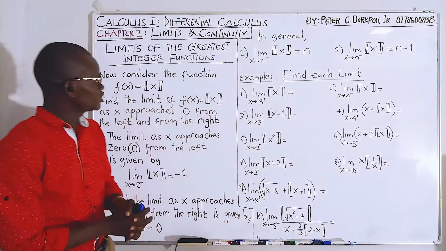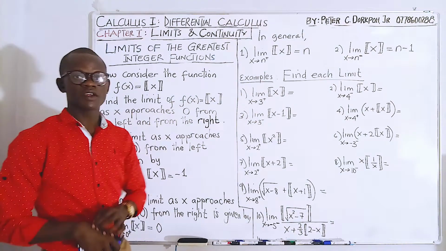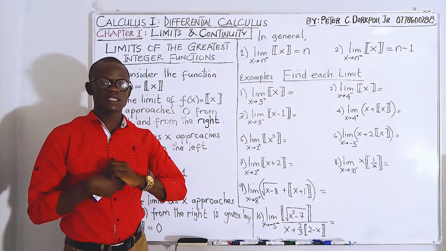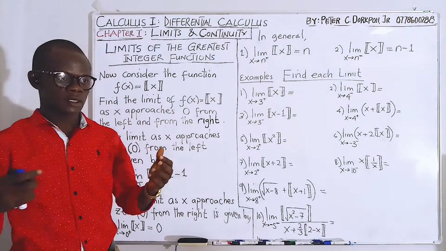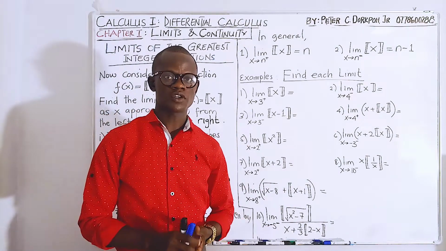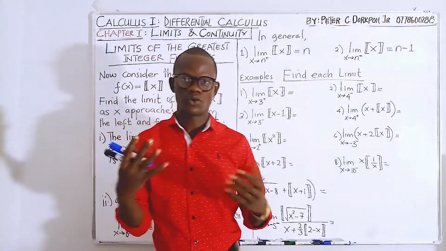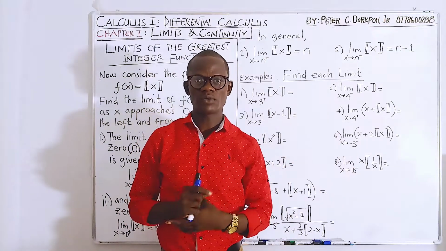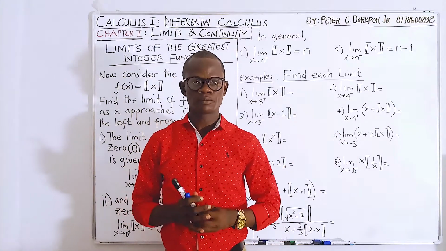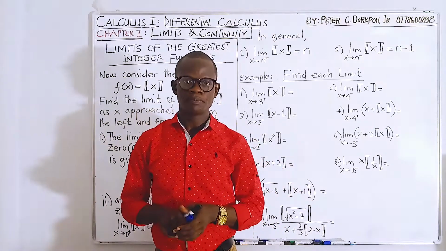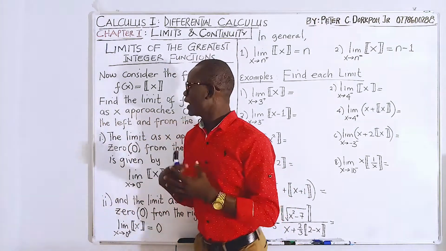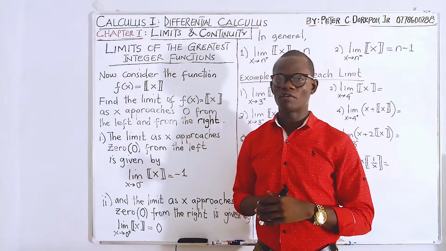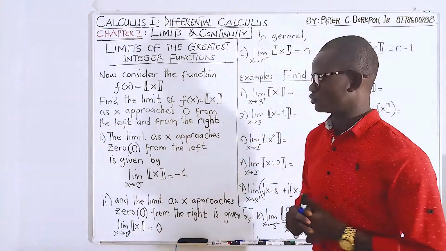Guys, now let's move to limits of the greatest integer function. Since we now know what the greatest integer function is, and we now know how to graph it, the remaining problems that we did not do under the graphing, you can just go and practice them. So let's look at problems involving limits of the greatest integer function.